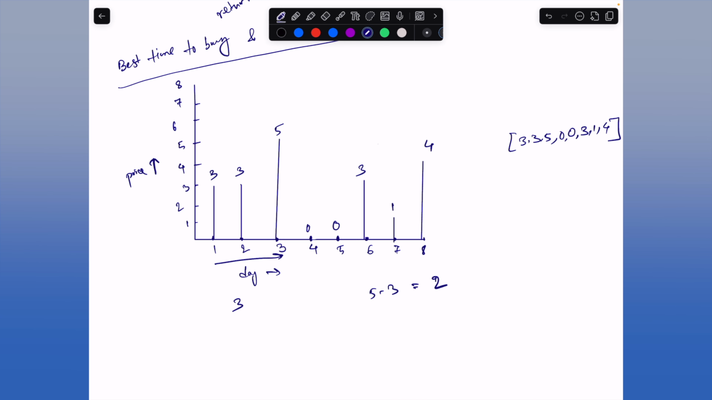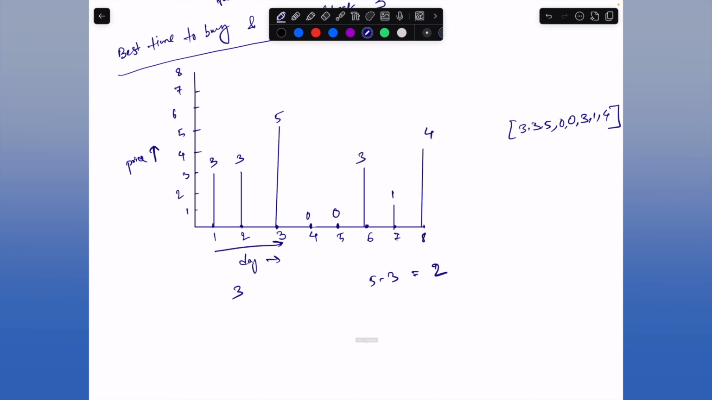Now till the 8th day, what is the minimum buy price? The minimum buy price is 0. So if I buy on the 4th day and sell it on the 8th day, 4 minus 0 would be 4. So the total profit I have gained over here is 6. The answer is 6, which we need to return.